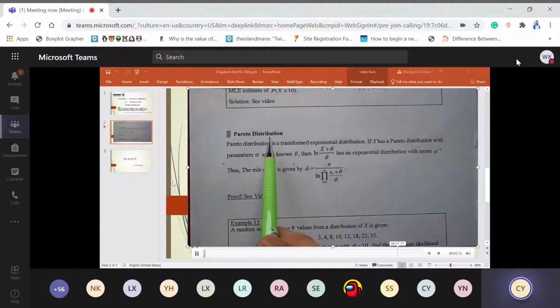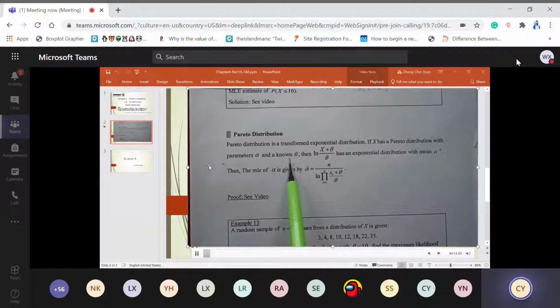Pareto distribution is a transform exponential distribution. If X has a Pareto distribution with parameters alpha and unknown theta, then log((X plus theta) divided by theta) has an exponential distribution with mean of alpha to the power of -1. Thus, the MLE of alpha is given by this result.